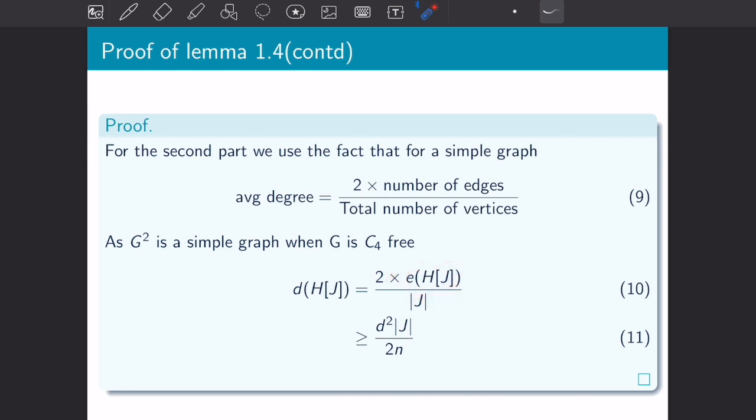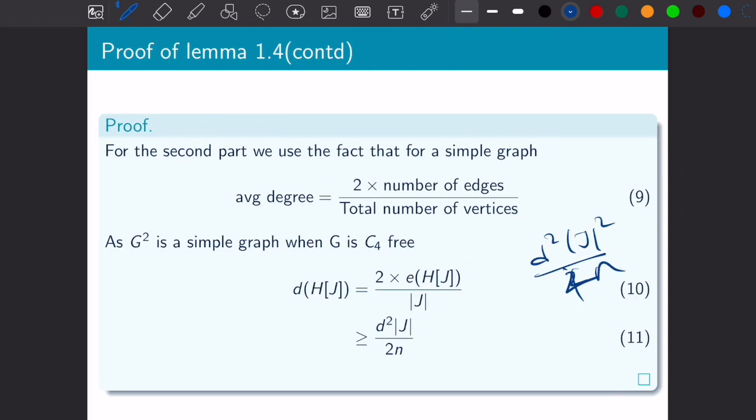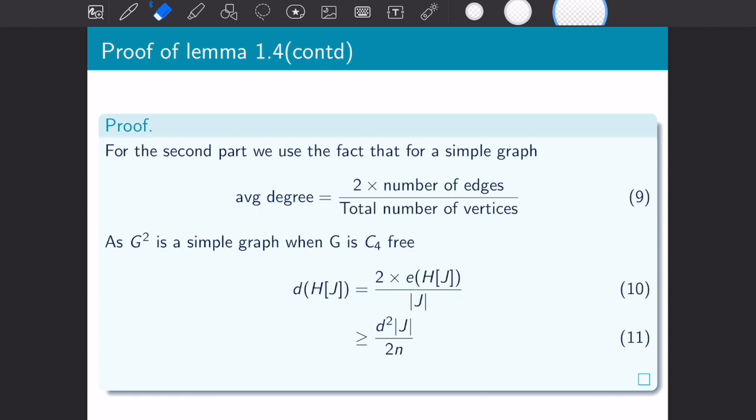We have already shown that E of H of J is greater than or equal to d square into cardinality of J whole square divided by 4n, sorry. This is what we have shown already. And when we multiply this by 2 over cardinality of J, this is the result which we will be getting. So from this we have shown the second part of the lemma, which is d of H of J is greater than or equal to d square into cardinality of J divided by 2n.